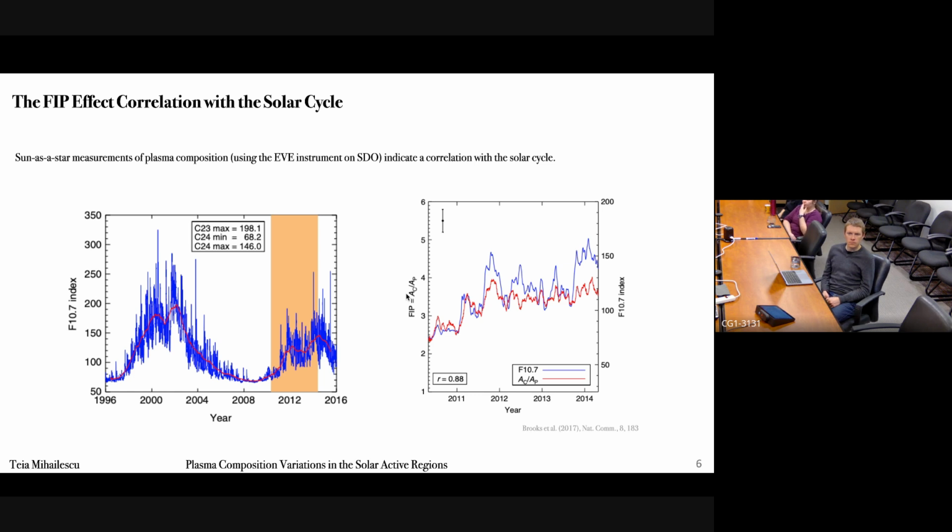This is probably because the higher the solar activity, the more active regions we have, and the active regions are where we see the strongest FIP enhancement. So this is probably why we also see a stronger FIP enhancement overall when solar activity is higher. Does this answer your question?